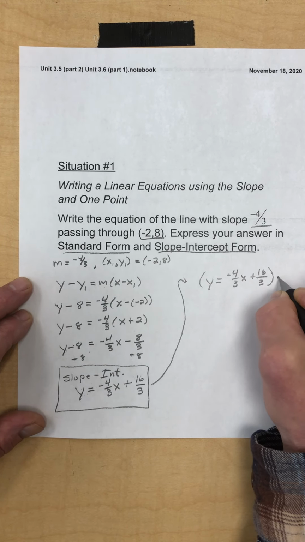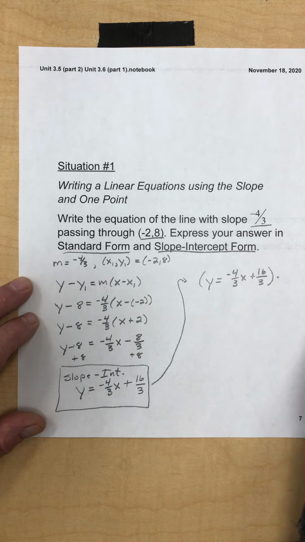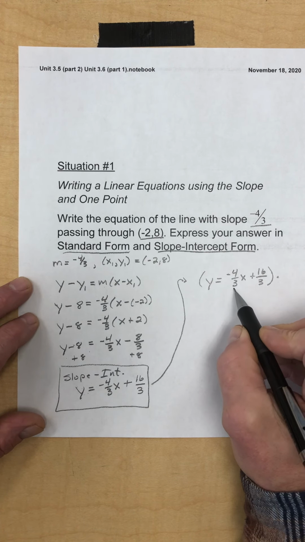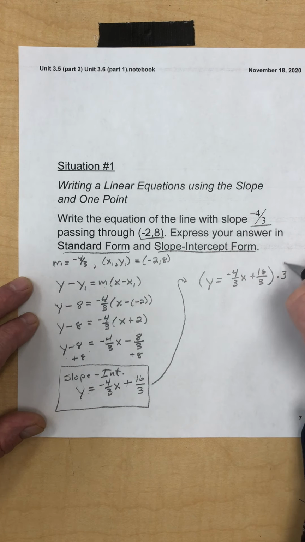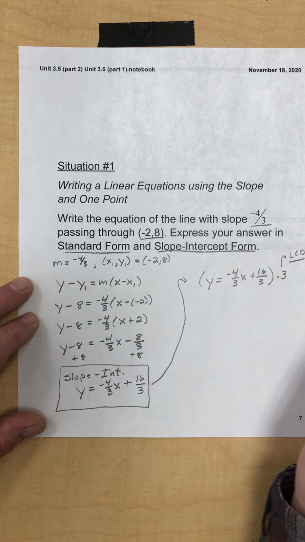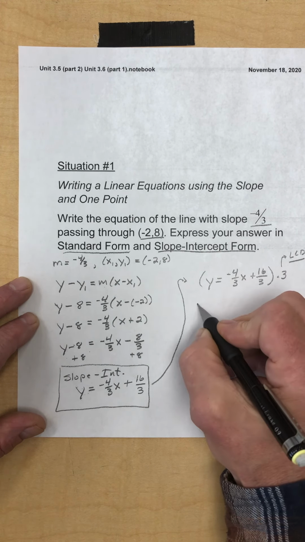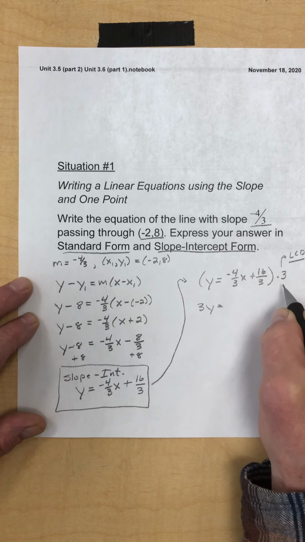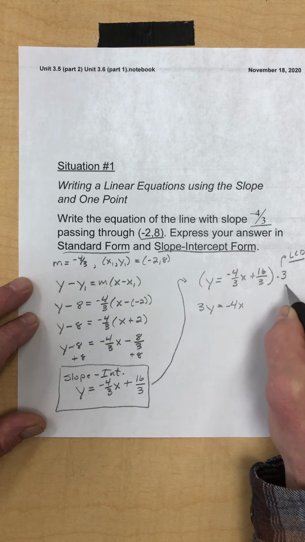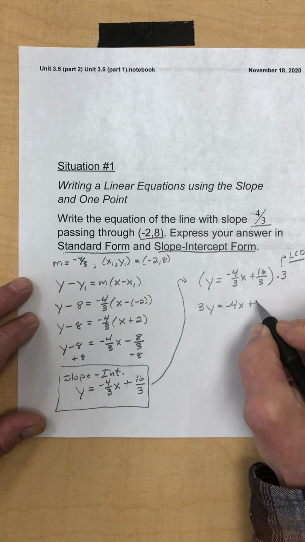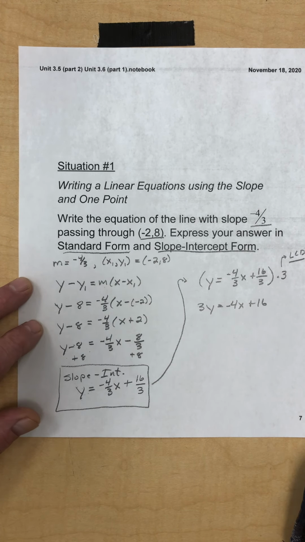So I have to multiply through by the least common denominator. Now again, there's more than one fraction here, but notice they have the exact same denominator. So I multiply through by 3. That's my LCD, my least common denominator. Got to multiply everything by 3. So 3 times y is 3y. 3 times negative 4 thirds is negative 4. And 3 times 16 thirds is 16. And all the fractions are gone.